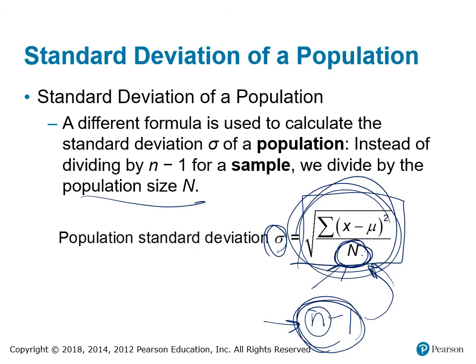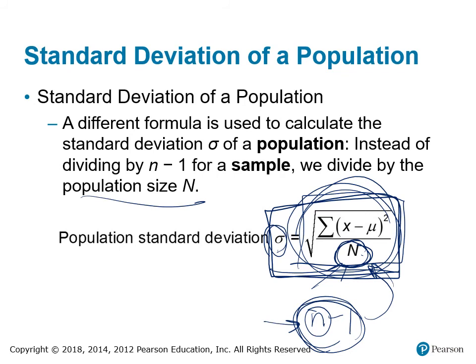And if you think about it, if I have a population of 1 billion, say, in my population size, and instead of dividing by 1 billion, I divide by 1 billion minus 1, it's really not going to make much of a difference. Whereas if my sample size is only 5, and I divide by 5 or I divide by 4, which would be n minus 1, that would make a significant difference when you do division. Okay, so that's the reason.